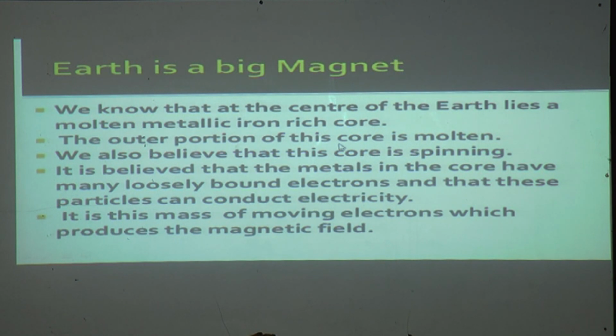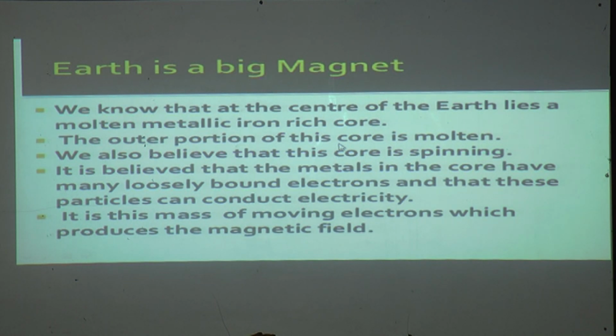We know that at the center of the earth lies a molten metallic iron-rich core. The center of the earth is rich in molten metallic iron. Then the outer portion of this core is molten. We also believe that this core is spinning.